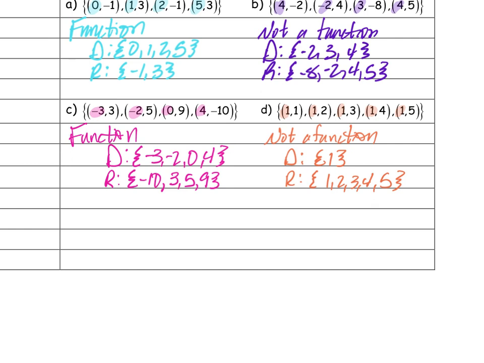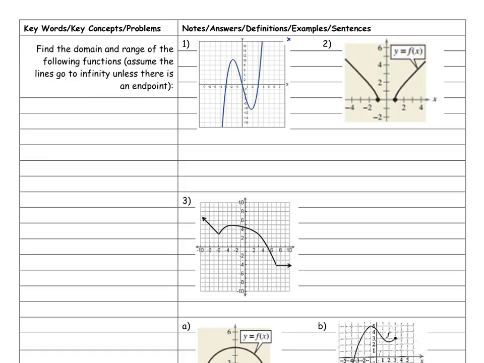Okay, any questions? You guys did great, by the way. I want those of you who answered, fantastic, great job. Okay, so now we're gonna move to a graph. We've got 6-ish graphs that we're gonna talk about. It says find the domain and range of the following functions. Assume lines go to infinity unless there's an endpoint. So unless there's an open dot or a big closed dot, assume that that's an arrow on the end.